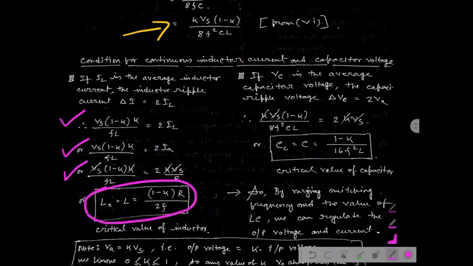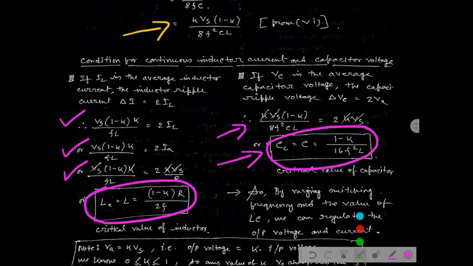Similarly, for the capacitor, del VC, which we derived before as kVs (1 minus k) by 8 f square LC, should be equal to 2 VC. As we know the result of VC, equal to kVs, put the value in, and after simplification we get the critical value of the capacitor, C equal to 1 minus k by 16 f square L.